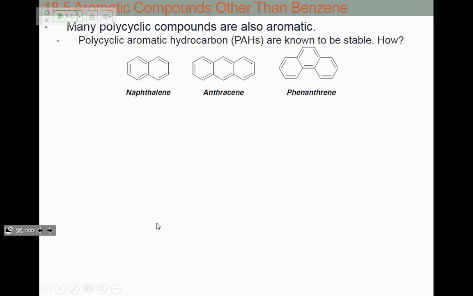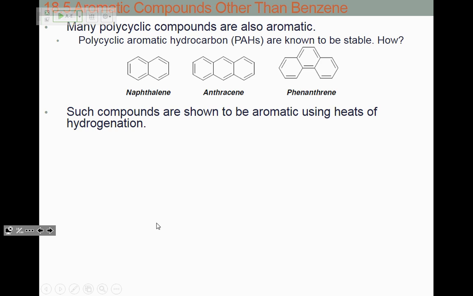Polycyclic compounds can also be aromatic, usually known as polycyclic aromatic hydrocarbons, or PAHs, which you might see sometimes in products. You might see that term. They are known to be pretty stable, though all of the rings in the system may not be stable. So these are compounds that have multiple benzene rings that are connected together pretty much. We have naphthalene, anthracene, phenanthrene. Those are 3 examples. And each of those are made up of aromatic benzene rings. So they are considered totally to be aromatic.